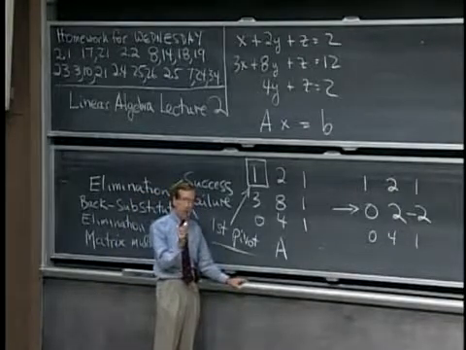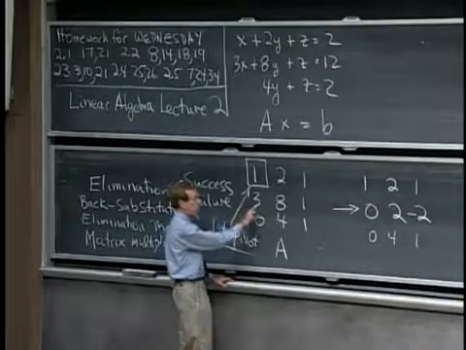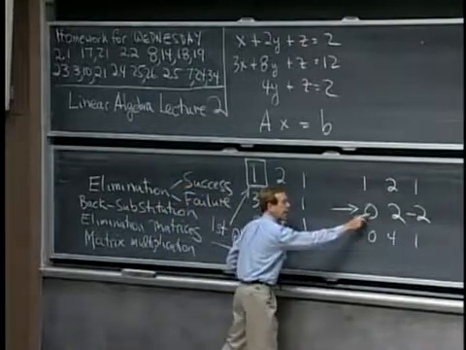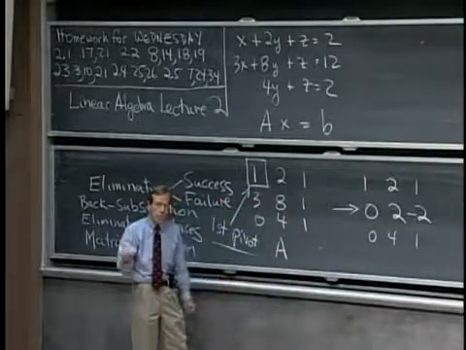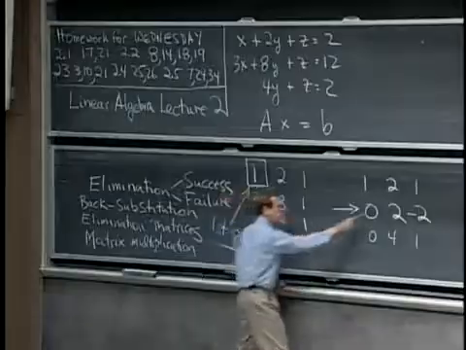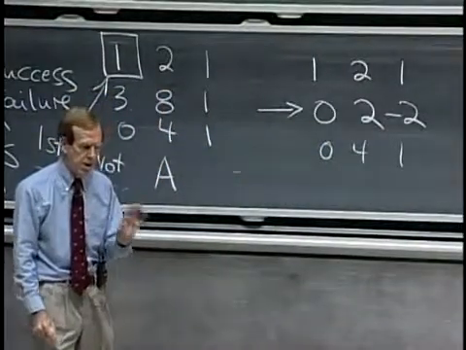Okay, now the next step of elimination is what? Well, strictly speaking, the position that I cleaned up was the 2, 1 position, row 2, column 1. So I got a 0 in the 2, 1 position. I'll use 2, 1 as the index of that step.